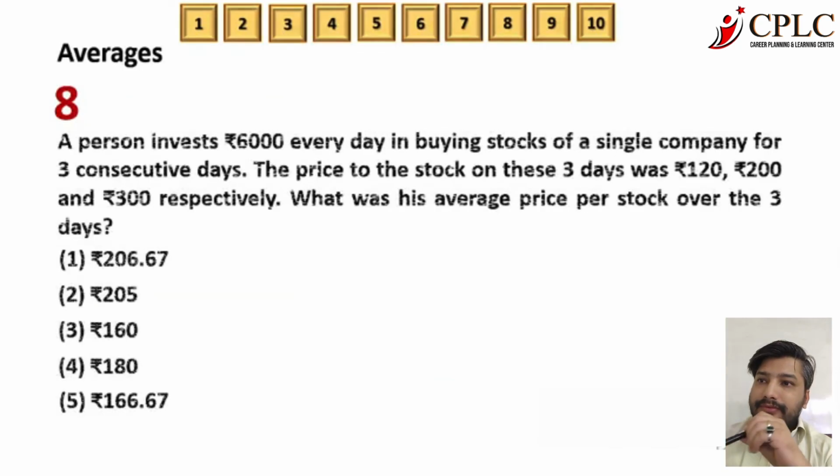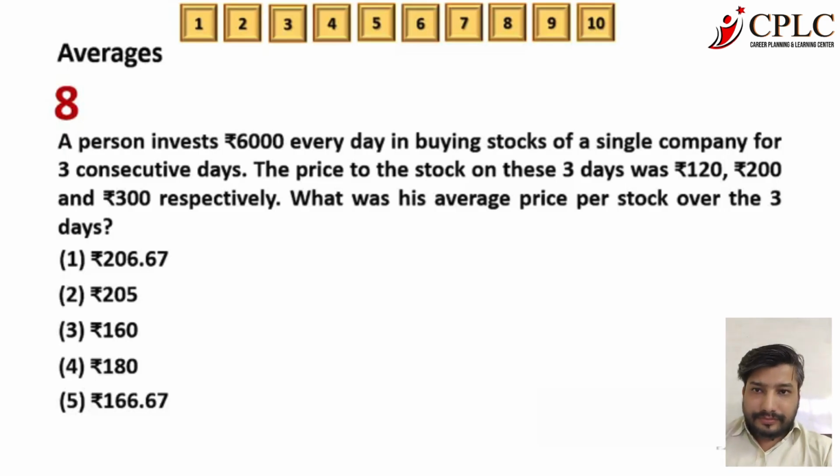Let's do the 8th one, which says a person invests 6,000 rupees every day in buying stocks of a single company on 3 consecutive days. The price of stocks on these 3 days was 120 rupees, 200 rupees and 300 rupees respectively. What is his average price per share basically?